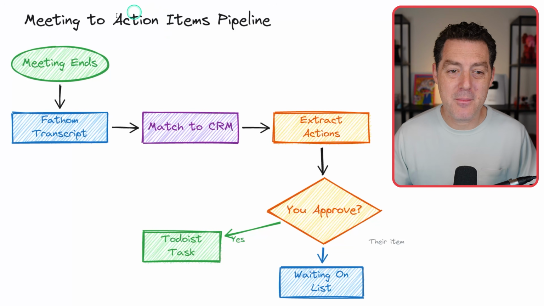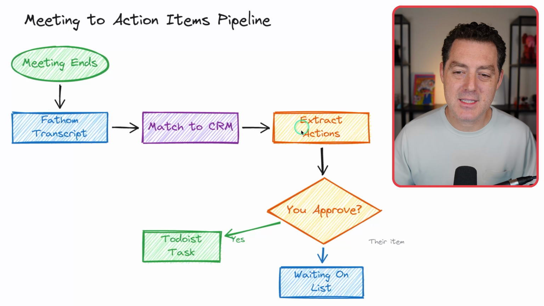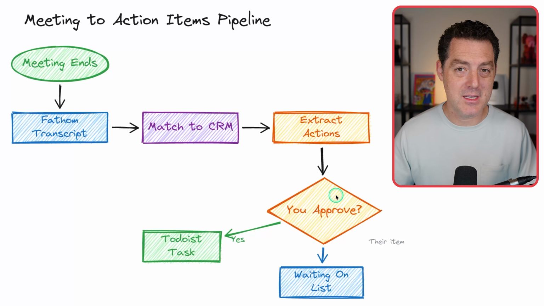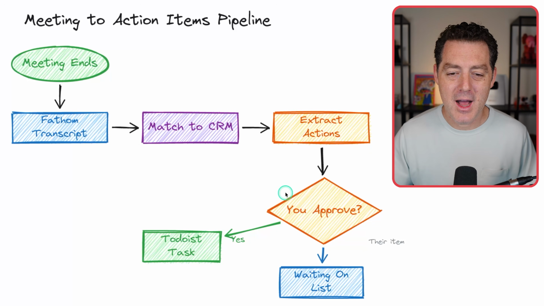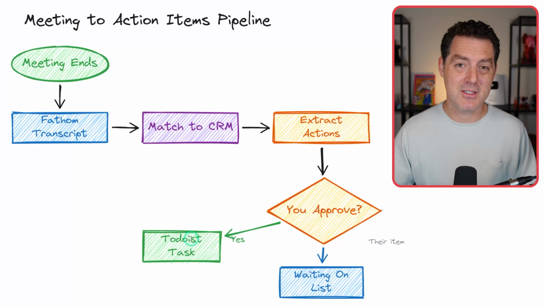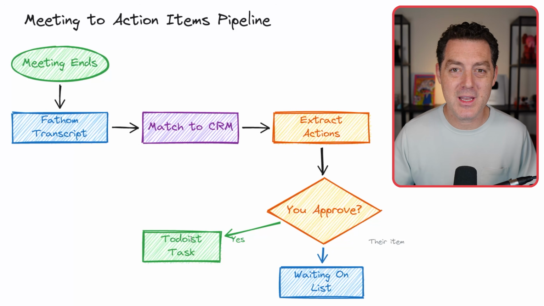So this is what the Fathom pipeline looks like. The meeting ends, Fathom system transcribes the meeting, matches it to a CRM contact, it extracts the action items, sends it to me for approval because not all action items are equal, and sometimes it grabs action items that weren't that important or aren't actually action items for me. I approve it. It sends it to my Todoist. So I have a Todoist integration and it sends it directly to there. So I remember to do it. And that's also where it basically keeps the to-do list.